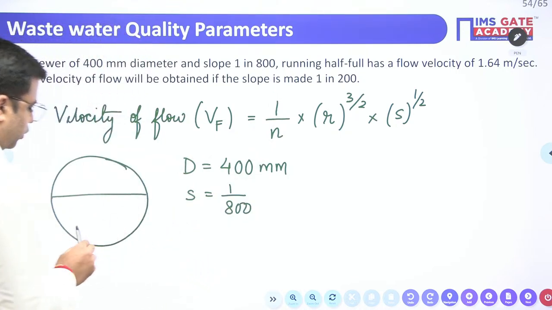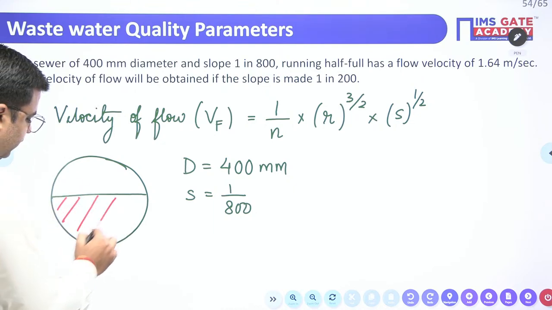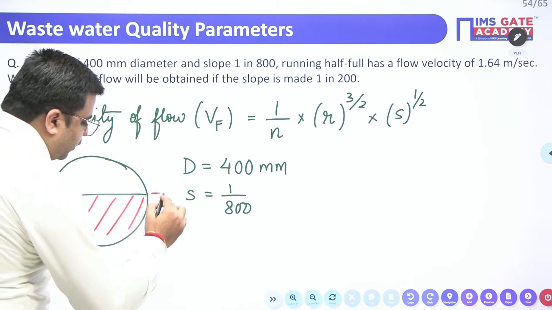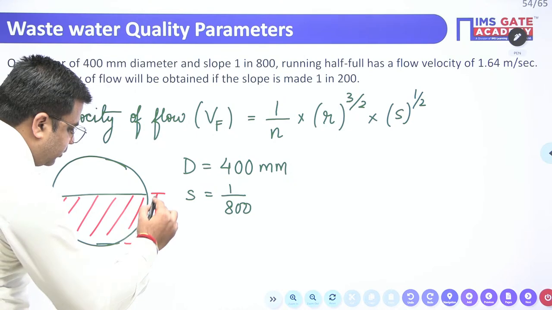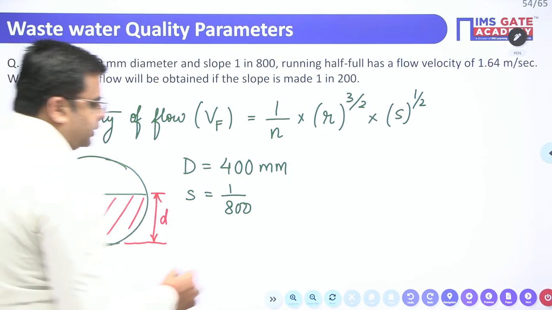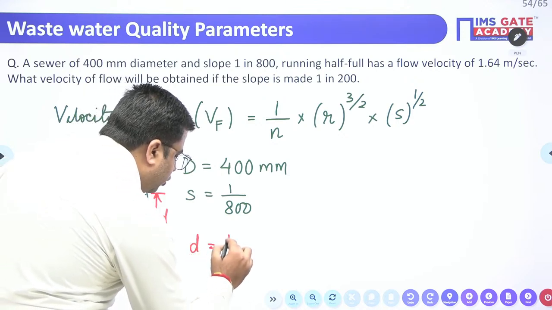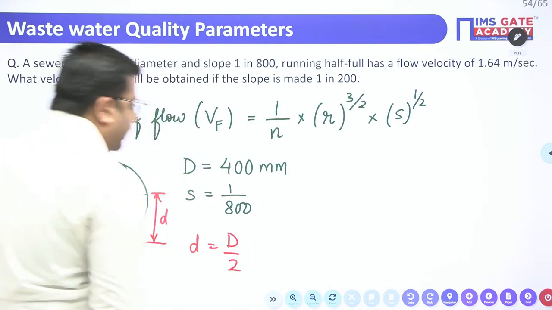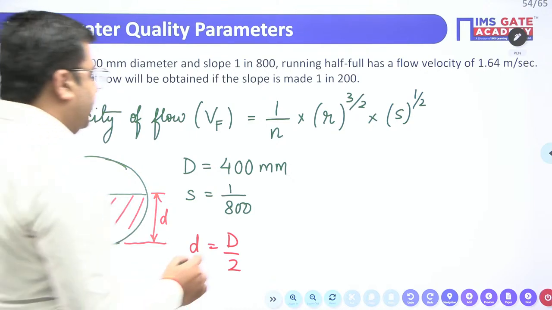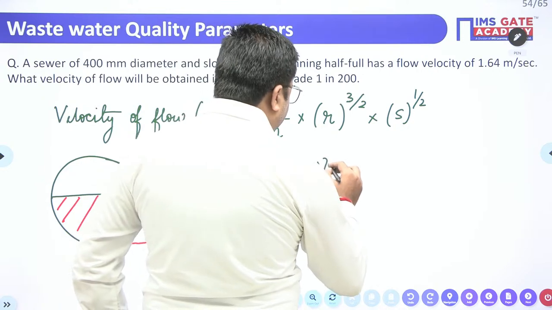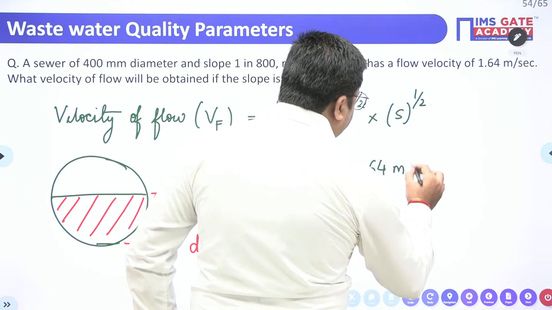So this is my depth of flow, small d. This small d is capital D by 2 because it is running half full. Further, the velocity of flow is 1.64 meter per second. So V is given as 1.64 meter per second.